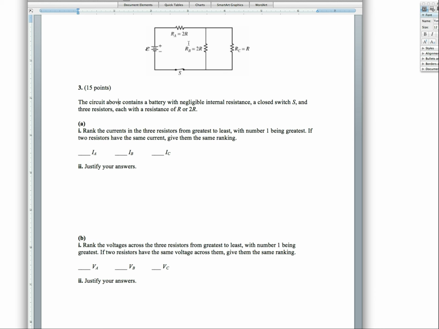Here they're not giving us the resistance values, they're just giving us their ratios and an initial EMF or voltage E. And it says rank the currents in the three resistors from greatest to least, with one being the greatest. If two resistors have the same current, give them the same ranking. Okay, so let's look at this circuit. And here it is. It's kind of small, but it's still there.